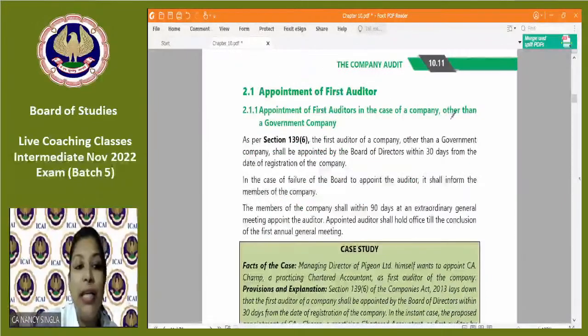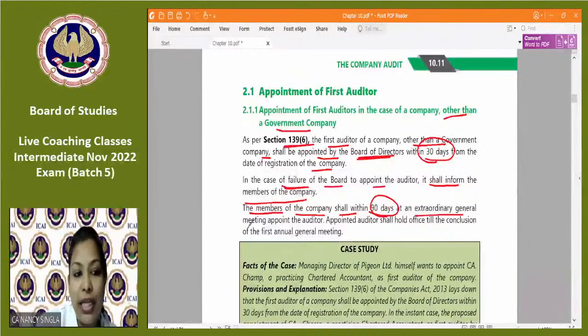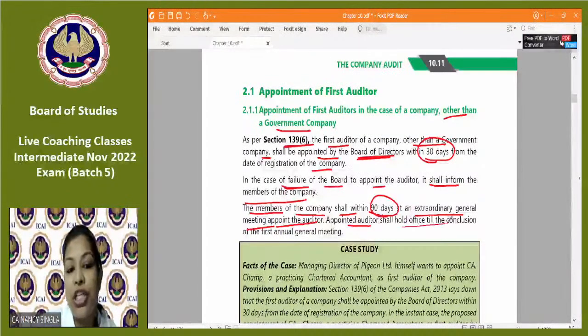In case of a company other than government company, section 139 subsection 6, the first auditor of the company other than a government company shall be appointed by board of directors within 30 days from the date of registration of the company. In case of failure of the board to appoint the auditor, it shall inform the members of the company. Members को inform किया, members अब क्या करेंगे, the members of the company shall within 90 days at an extraordinary general meeting, AGM तो बाद में होना है ना, तो extraordinary general meeting call करेंगे to appoint the auditor, and such appointed auditor shall hold office till the conclusion of the first AGM.